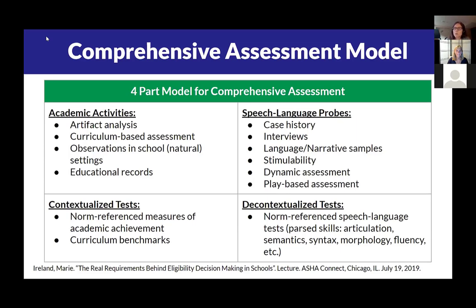Especially working in the schools, we need to take into account the tests that students take as part of being part of general ed students. Looking at artifacts and doing observations in the natural environment are essential. And then we have our speech and language probes, and we have our norm reference tests. They're all important, but we need to do all of them. We can't rely only on one quadrant, and they're all equal. There's not one that should be more heavily weighted than others.